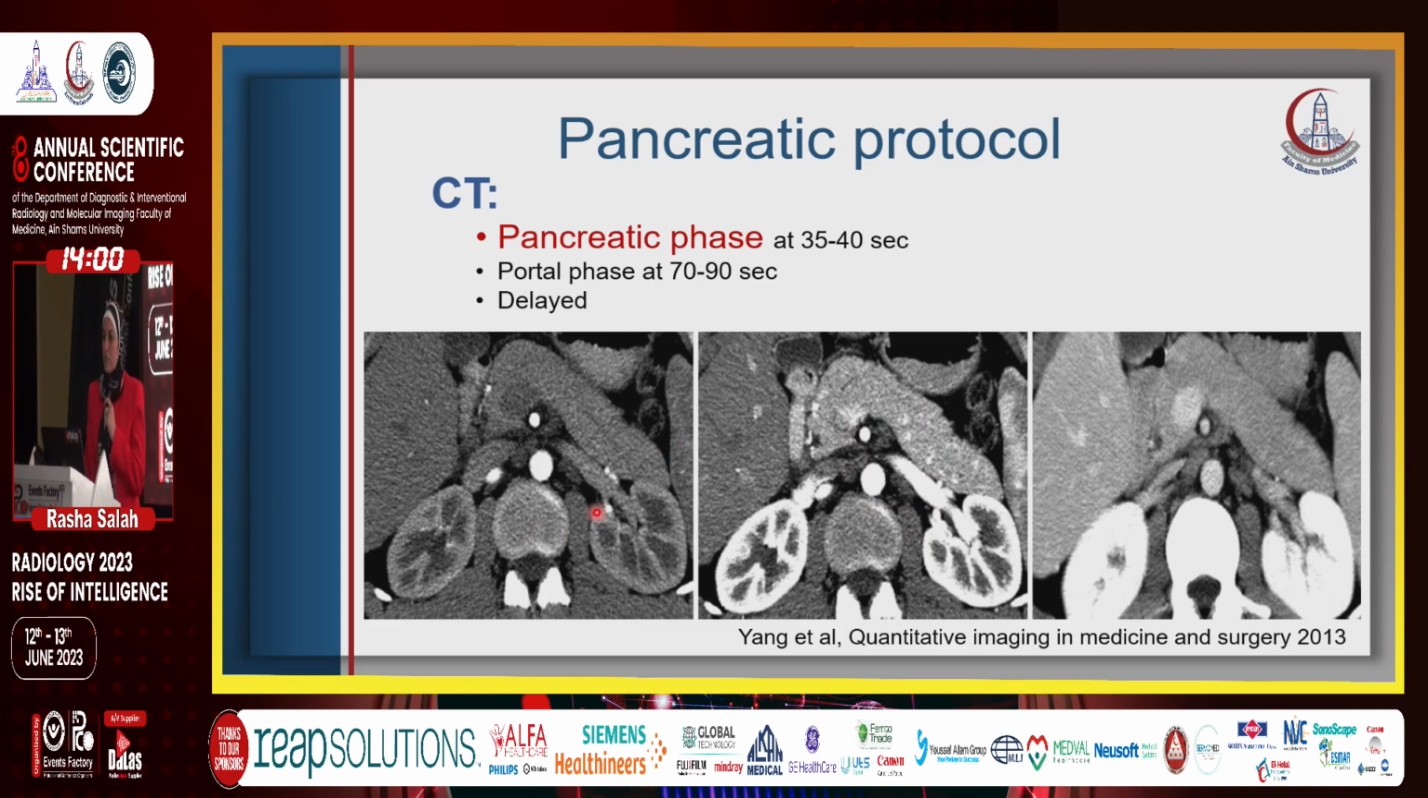While if we inject the contrast and image the patient earlier than this phase, as we can see in this image, then the pancreas appears not to be enhancing enough to evaluate pancreatic lesions. And on the late images, the pancreas shows washout of the contrast, and so we can't again evaluate the pancreatic lesions. So the money image for evaluation of the pancreas is this pancreatic phase.